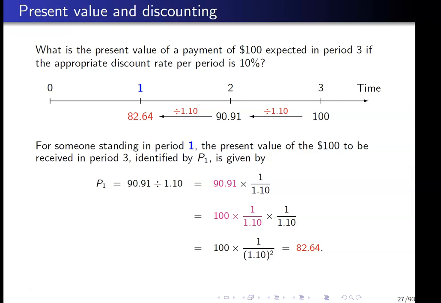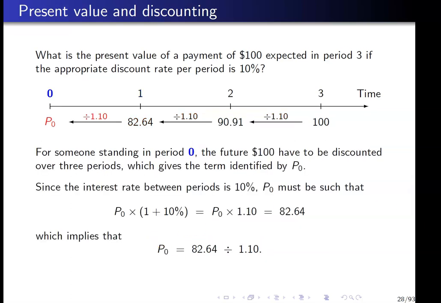So time 1 is 2 periods before time 3. What do we receive at time 3? 100. So what is the value of 100 two periods earlier? 100 divided by 1.1 to the power 2. So 82.64.